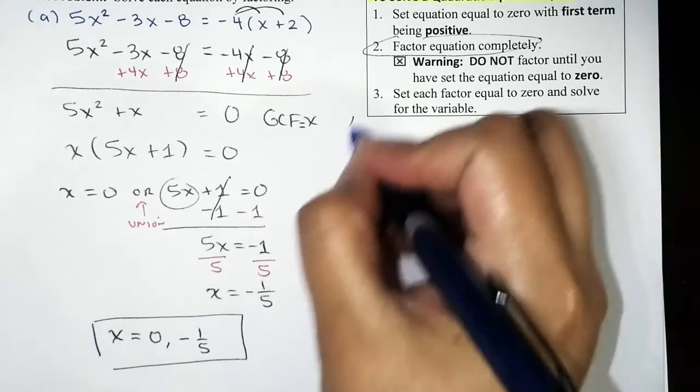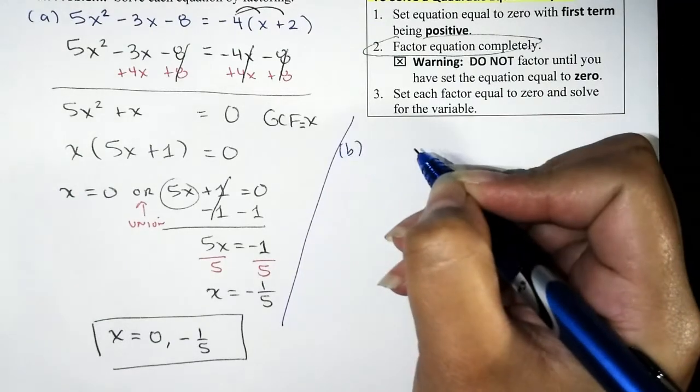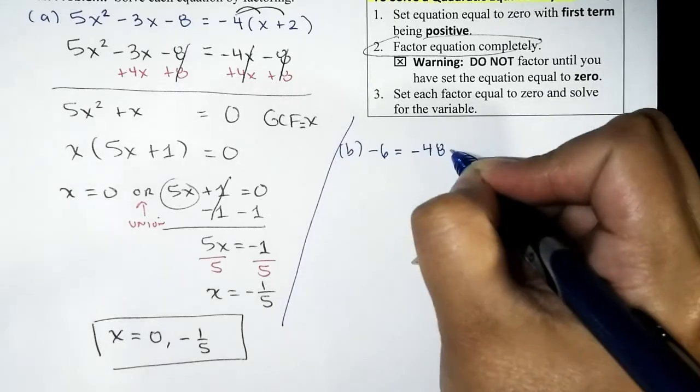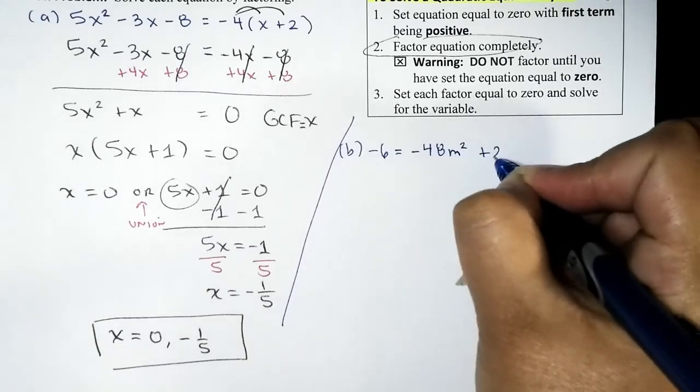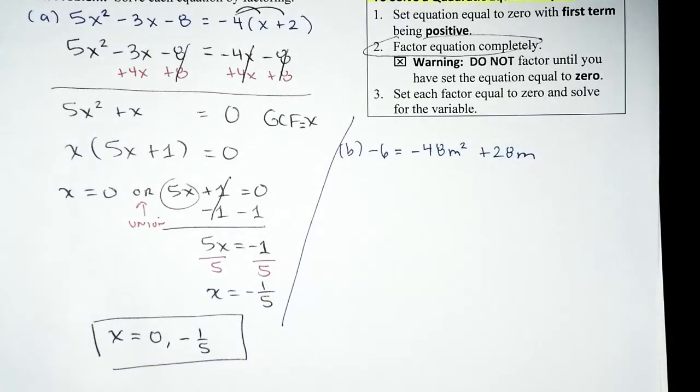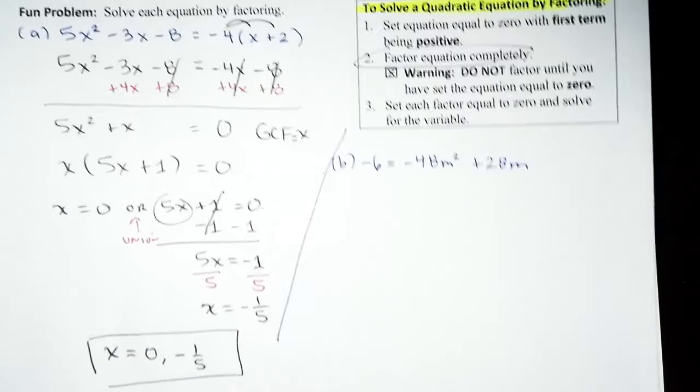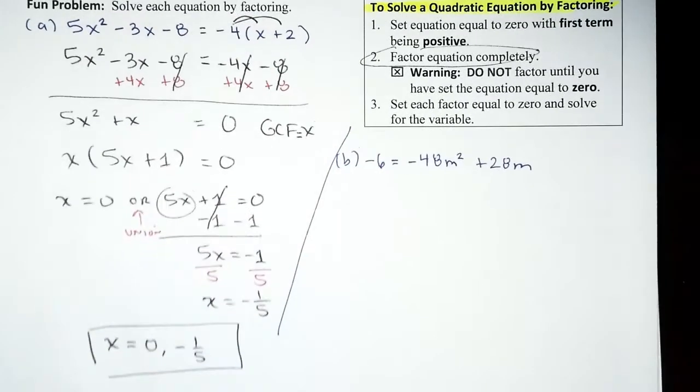Okay, problem B. We have -6 is equal to -48m squared plus 28m. Okay, so I'm going to ask myself, first things first, what kind of equation is this? Depending on the type of equation that we have, that will determine the strategy that we will use to solve it. We have a degree 2 equation or quadratic equation, so how are we going to solve it? By factoring. Why? Because that's how we do it, and also the direction says solve it by factoring.